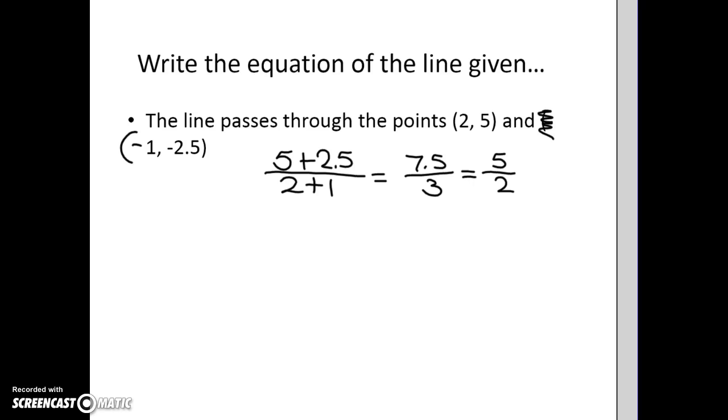So I can write the equation of the line. Y equals, I'm sorry, I wanted to use point-slope form. Y minus the first y. Well, the first y is 5. Equals my slope. Well, I found the slope to be 5 over 2 times the quantity of x minus the first x, and the first x is 2. So I have found the slope using 2 points, and then used that slope with a point to write the equation of the line.